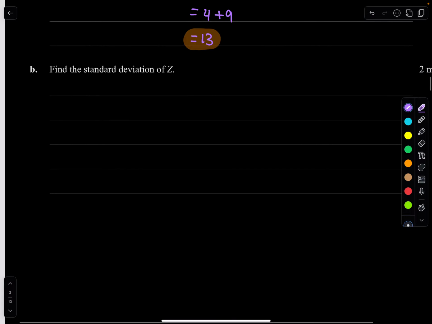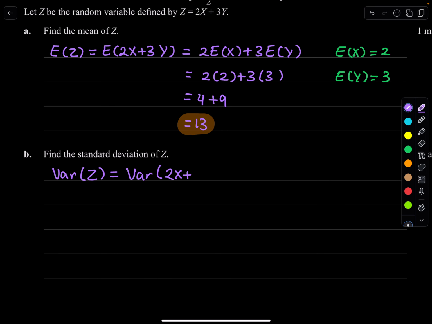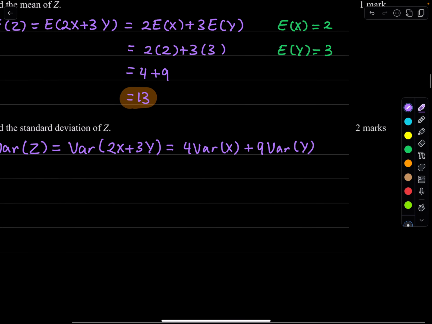Next question, find the standard deviation of Z. So we need to first find the variance. The variance of Z is the variance of 2X plus 3Y. Now the thing about variance is that to take the constant out, we need to square it. So it'll be 4 var of X plus 9 var of Y.